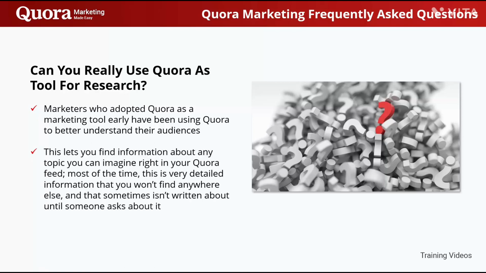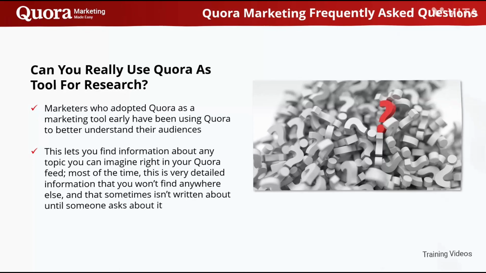This lets you find information about any topic you can imagine right in your Quora feed. Most of the time, this is very detailed information that you won't find anywhere else, and that sometimes isn't written about until someone asks about it. This is especially true in niches with very narrow audiences.